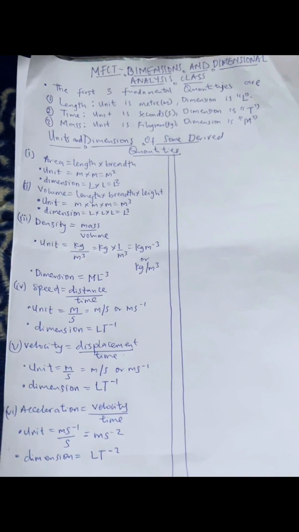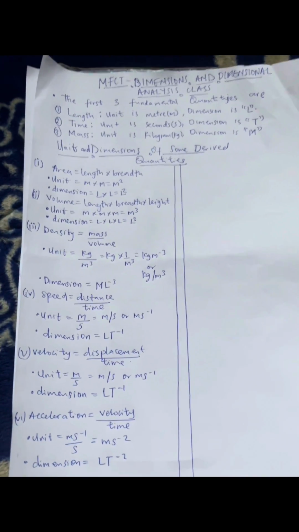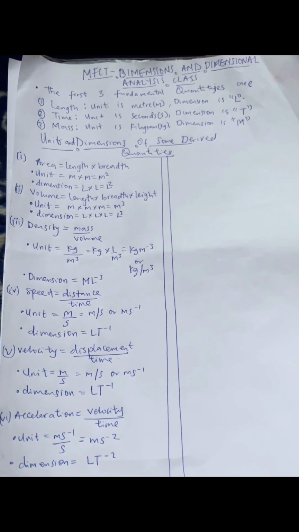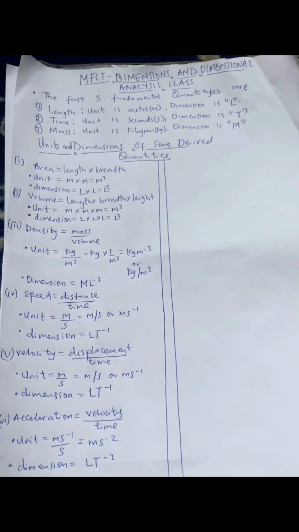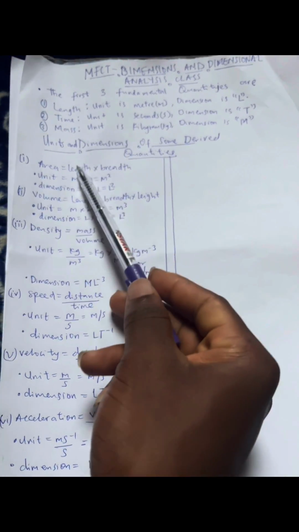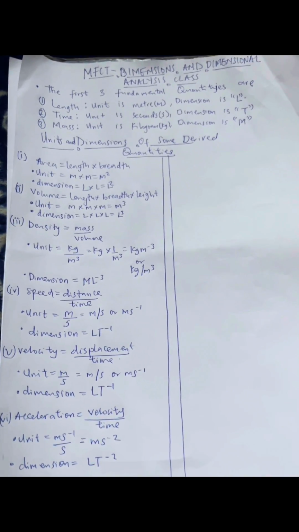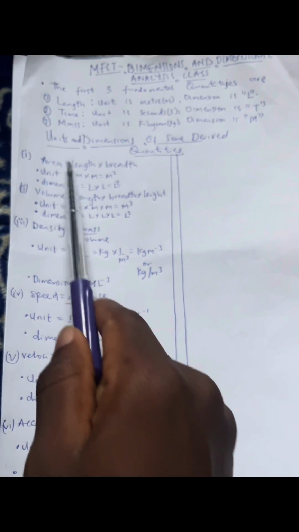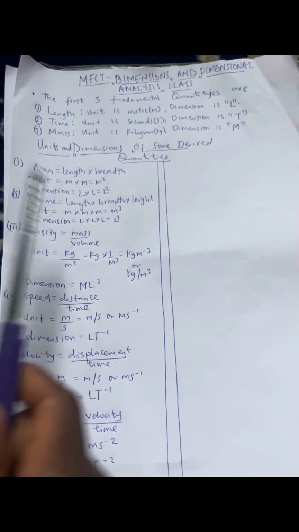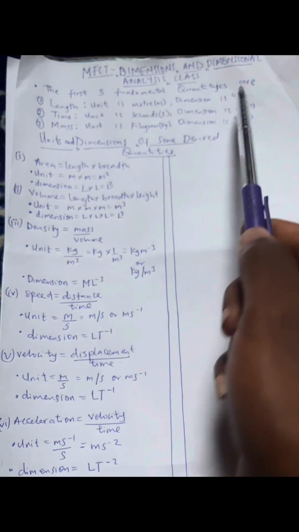The first thing you have to know is that whenever we are talking about breadth, height, distance, displacement, they all have the same unit and dimension as length. This simply means that the unit for breadth will be the same as the unit for length. Therefore, the unit of area will be meter times meter, and that's meter squared.